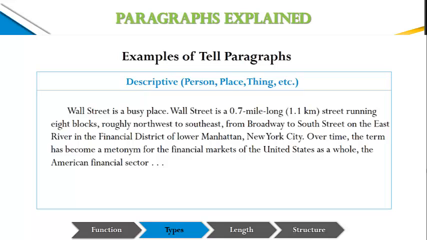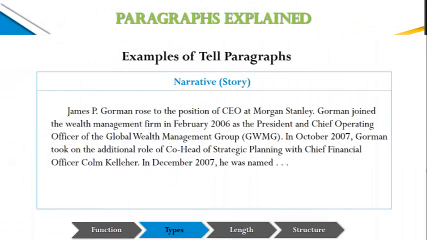This is just describing a place. So "Wall Street is a busy place" is the topic sentence, and then the paragraph should go on to provide some details to give some more context for that. This one's just a story, so this is about how Gorman rose to the position of CEO at Morgan Stanley. That will just chronicle his rise.